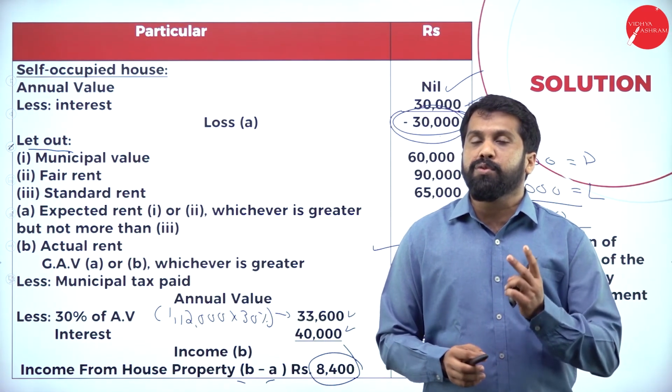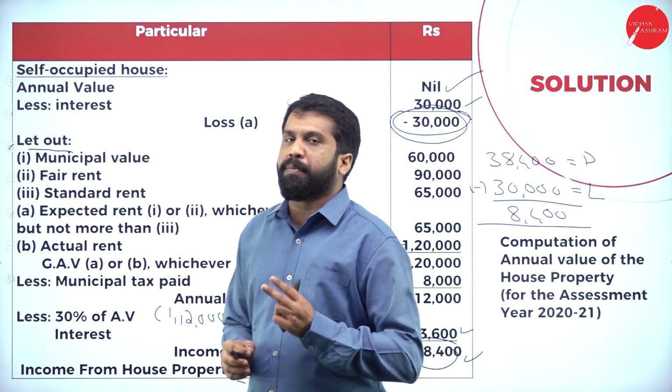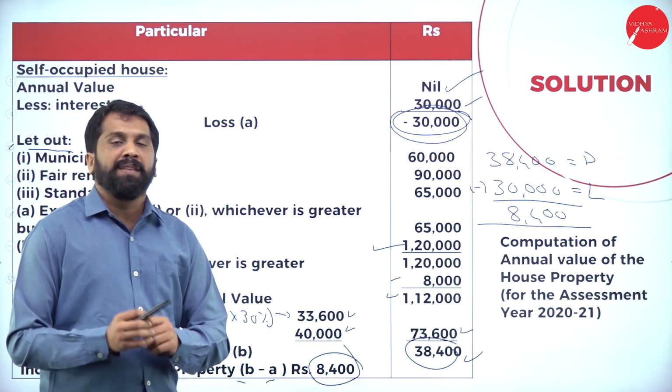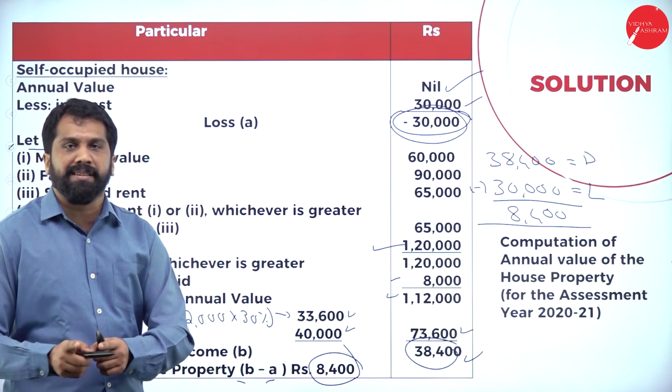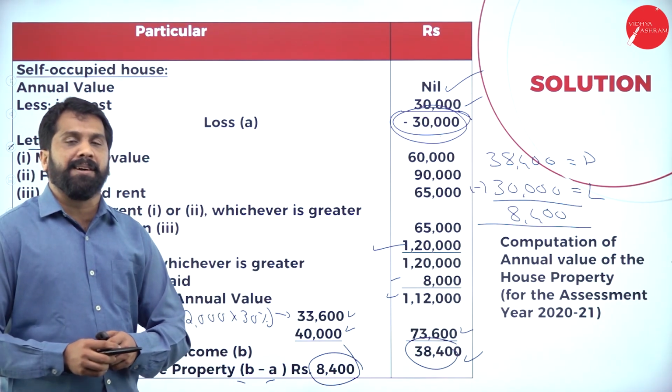If there are two houses, one house we have to assume as self-occupied, another house we have to assume as let out property. Clear? Yes. So, this is all about your problem number 3 of the day.